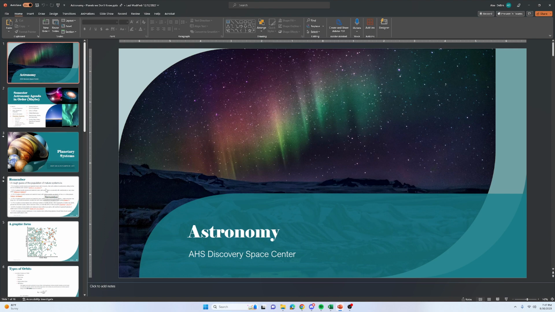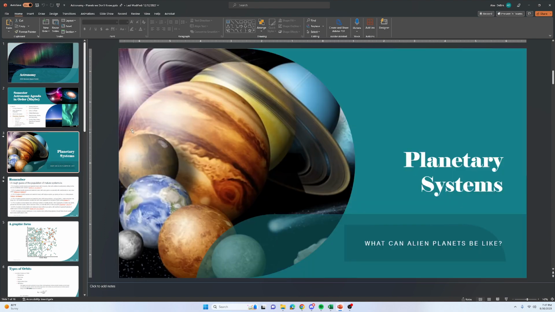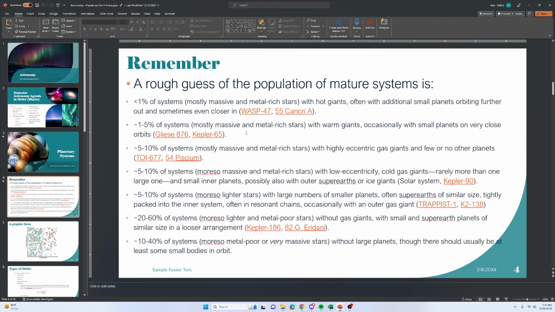Now, as we look at the planets, what kind of planets can we choose? Well, here's what the numbers show. And you can pause this and look at it and reference it. Less than 1% of systems have hot giants. So what is a hot giant? A hot giant is a Jupiter that orbits really, really closely to the star. Like we're talking an orbit of hours or just a few days. So less than 1% of them are like that.